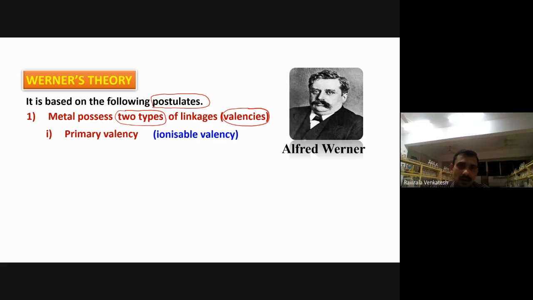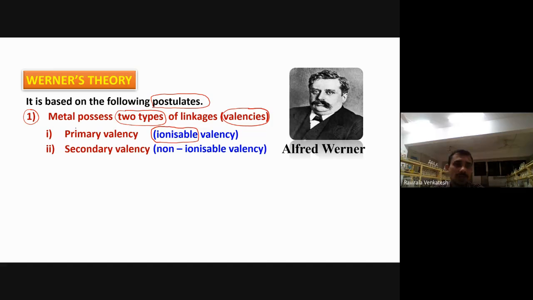So primary valency can also be called ionizable valency, because generally this is shown by ionic compounds. The second one is called secondary valency. This one is called non-ionizable valency. Generally, it is shown by covalent compounds. So in the postulates, the first point is that every metal will have two types of valencies: primary valency and secondary valency.